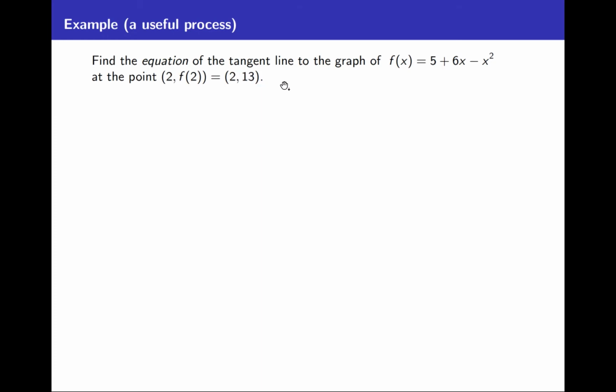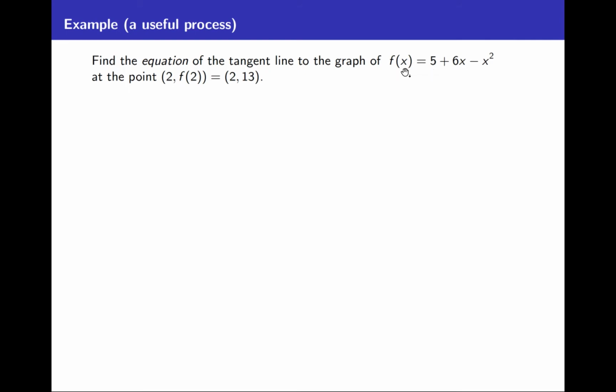Now the tangent line is a straight line. So it's the graph of a linear function y equals mx plus b. So that's what we're looking for. Y equals mx plus b with a specific m and a specific b. So let's think about how we would solve this.